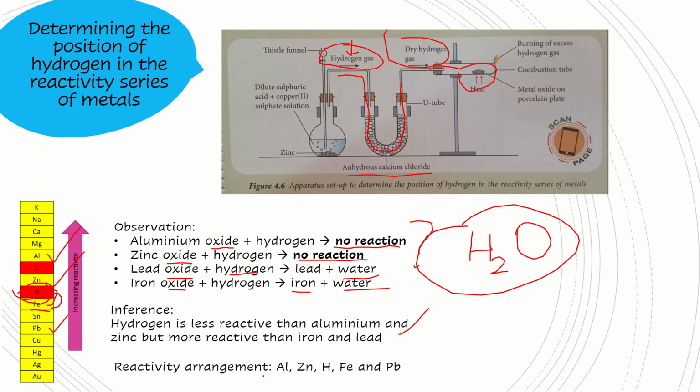Reactivity arrangement maksudnya we can arrange. So we start with aluminium, zinc, hydrogen, iron and lead.